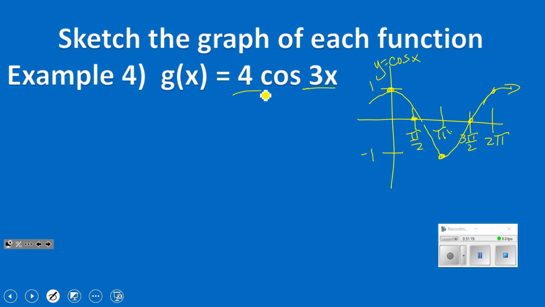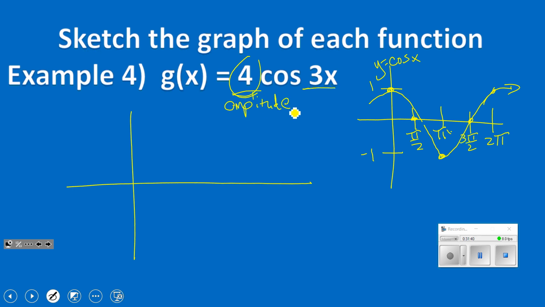Okay? We're going to stretch it, or compress it. So let's first talk about the 4. What is the 4? Is it our amplitude or is it our period? It's our amplitude. So the 4 is our amplitude.